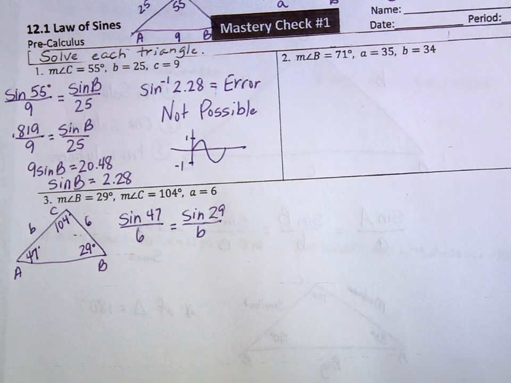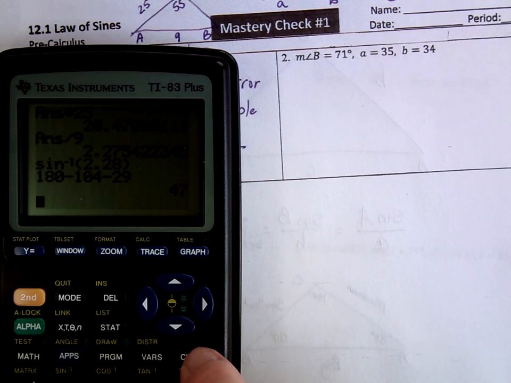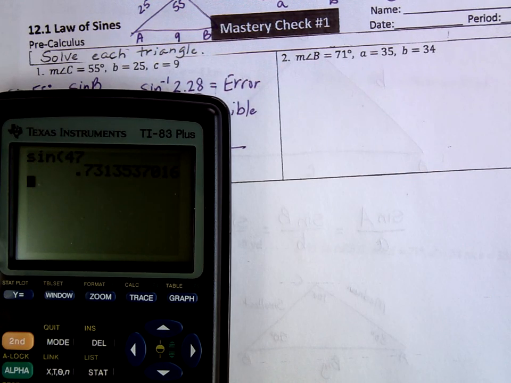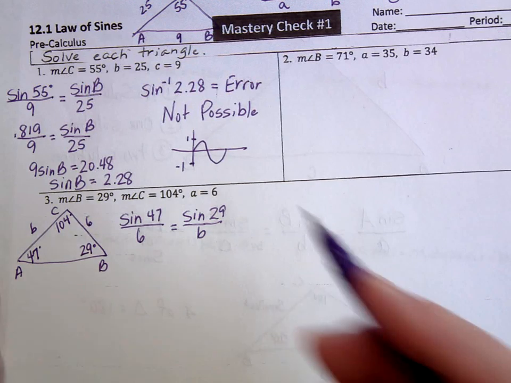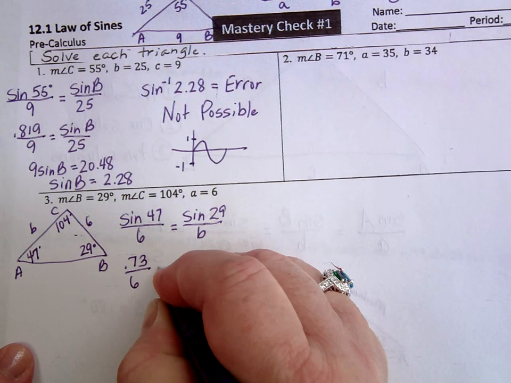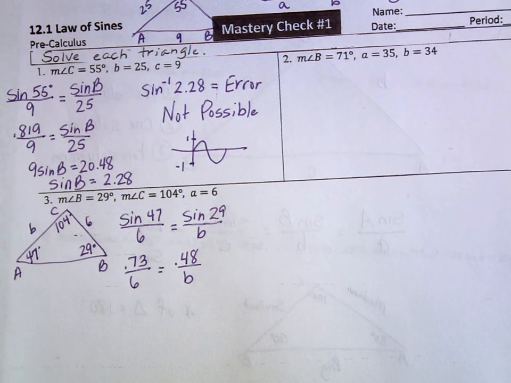So I go to the calculator and I figure out what these two things are, and I put the decimal points of them. So sine of 47 gives me 0.73, and since I'm here, the sine, not second, just regular old sine of 29, I get 0.48. All right, so here's how I'm going to set this up. I said that this guy here was 0.73 over 6, and I said that this guy here was 0.48 over b. And so by cross multiplication, I can figure out what this actually is going to be.